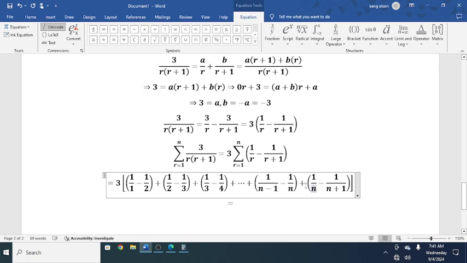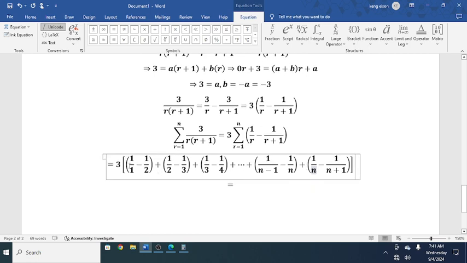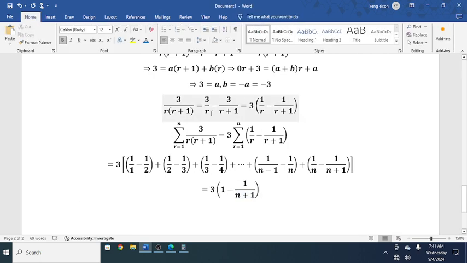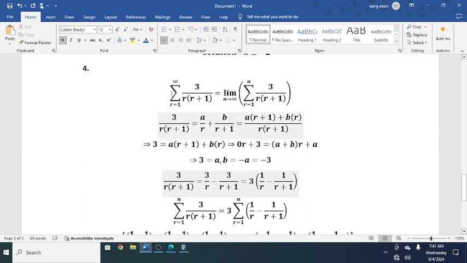So the only two terms that will be left will be the first, which is 1 here, and the last, which is negative 1 over n plus 1. Those two terms will never fall off. So my answer to the partial sum is 3 into 1 minus 1 over n plus 1. That is my final answer to the partial sum. But I am more focused on getting the sum to infinity.